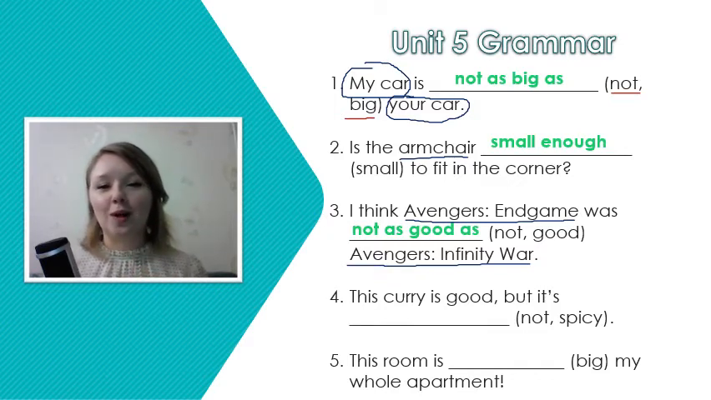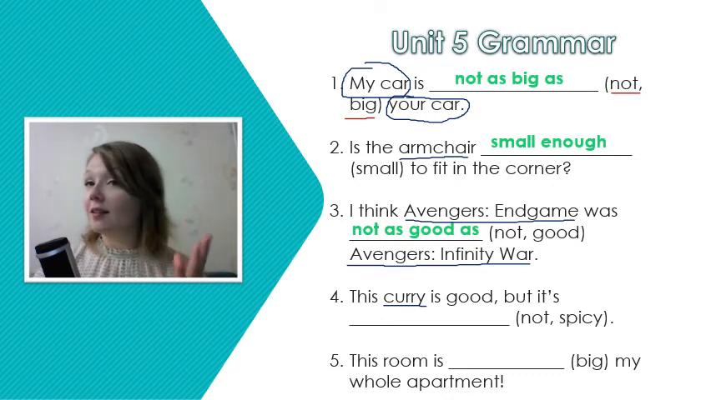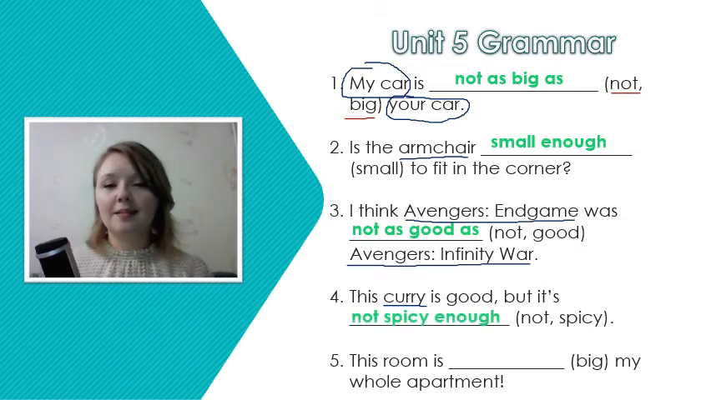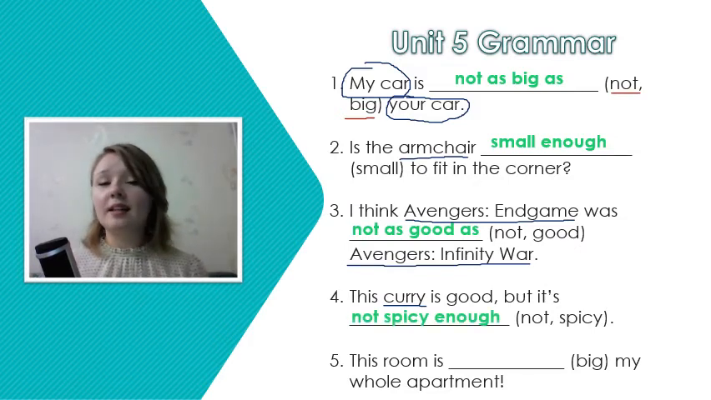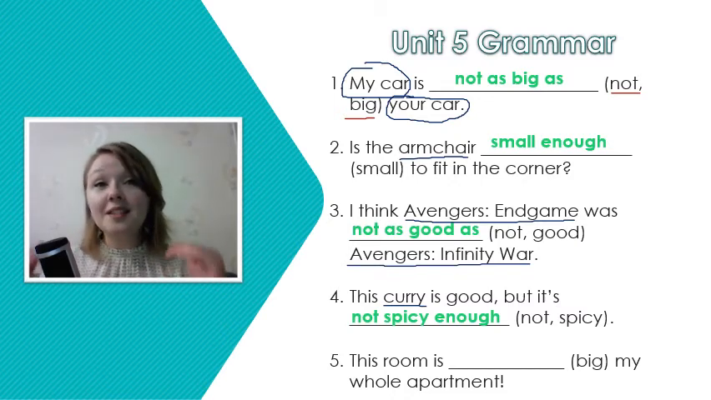Okay, number 4. This curry is good, but it's, and I want to use not and spicy. So here, am I comparing two things or two or more things? No, I am only talking about curry. So I want to use adjective enough. So let's go ahead and plug in not and spicy. Not spicy enough. This curry is good, but it's not spicy enough. This means I want it to be more spicy.